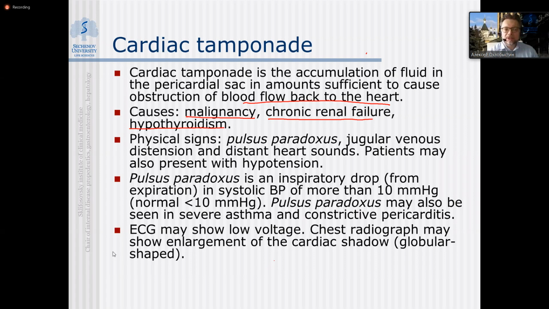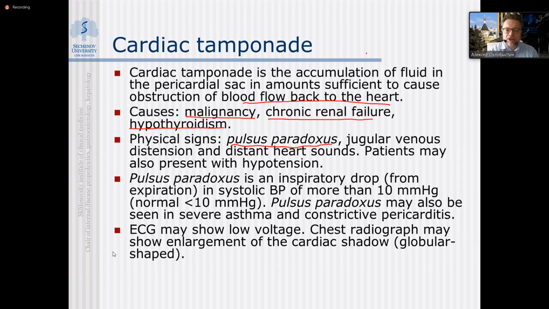What will be the physical signs? Pulsus paradoxus. There will be a decrease in intensity of pulsation when the patient breathes in. Normally, inspiration results in a rapid increase in pulsation of arteries, but in this case there will be the opposite situation. Breathing in will cause an even more severe block of caval veins, and that will result in a decrease in intensity of pulsation.